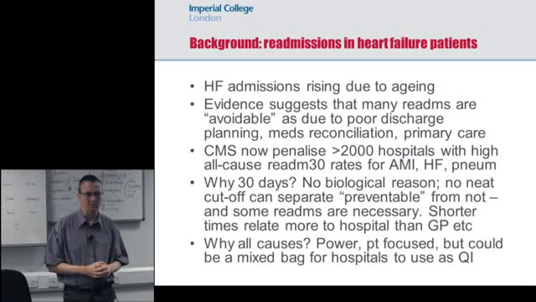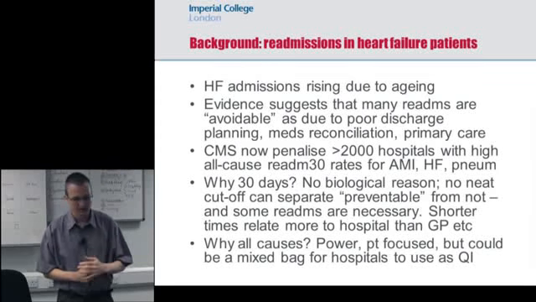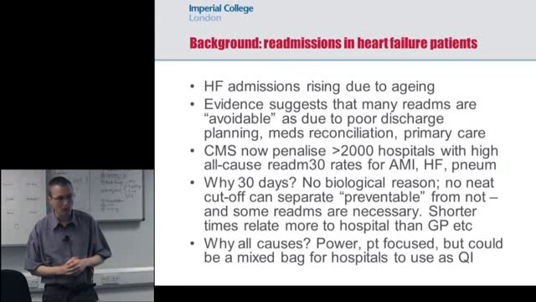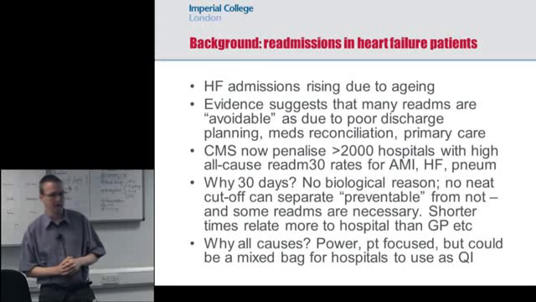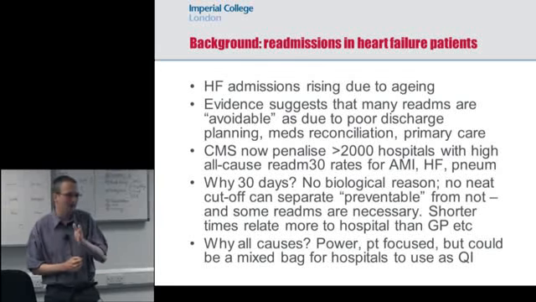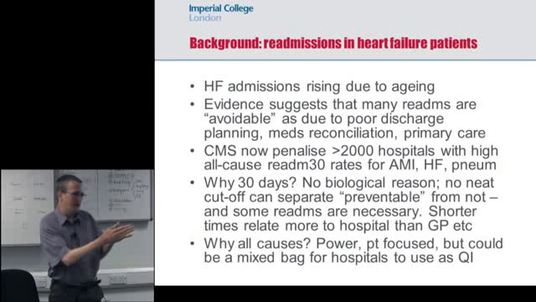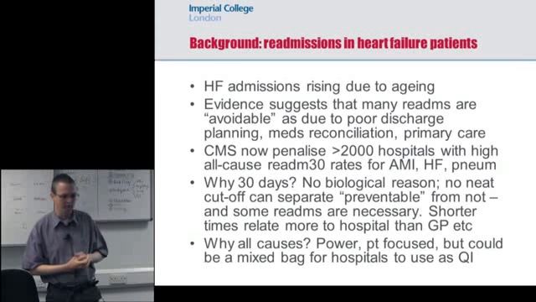But why 30 days? Why should CMS use a 30-day cutoff, for instance? Well, there is no biological reason for that. And there's also no neat cutoff that says, at this point, readmissions are preventable, and after 30 days, they're not preventable, for instance.